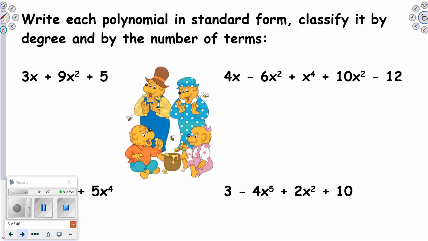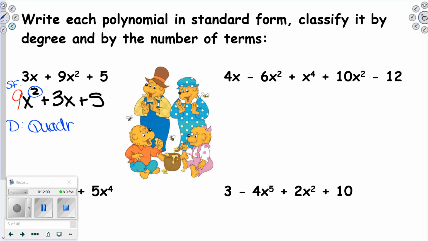All right, so write each polynomial in standard form, classify it by degree and by the number of terms. All right, so the first one there, what order should it be written in? All right, so 9x squared plus 3x plus 5, that's just standard form. All right, classify it by degree. So this is standard form. By degree is what? Quadratic. Good, because that's a 2, so that's quadratic. And then by the number of terms, that is a trinomial.